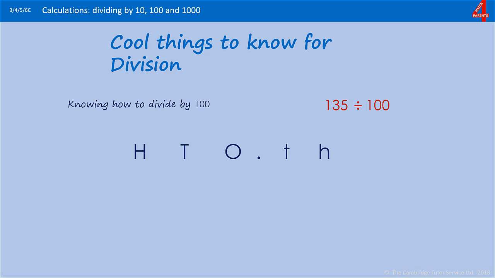Dividing by 100, very similar. We put the number 135 in the place value columns again. Remember that how many places you move your digits depends on how many zeros there are in the multiple of 10 you're dividing by. If you're dividing by 100, there are 2 zeros in 100, so you're going to move the digits 2 places. The 5 moves from the ones to the hundredths. The 3 tens moves to become 3 tenths, and the 100 moves to become 1 unit, or just 1.